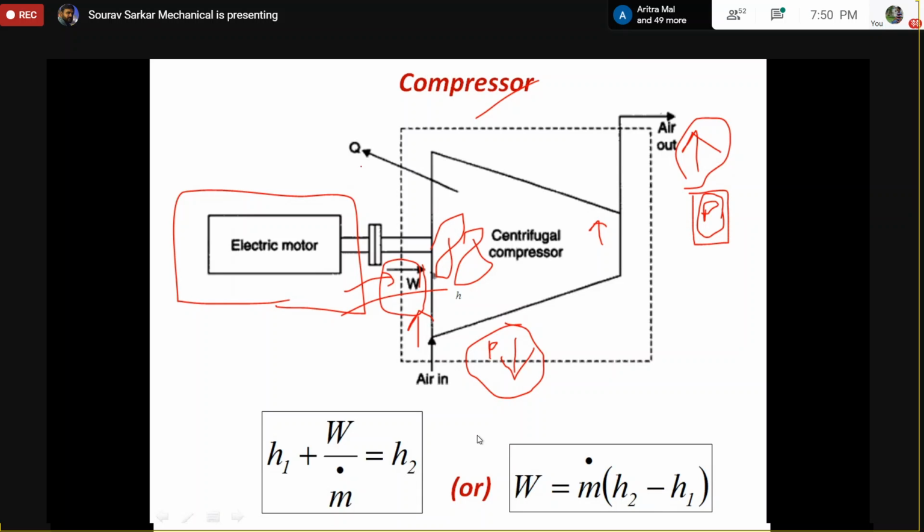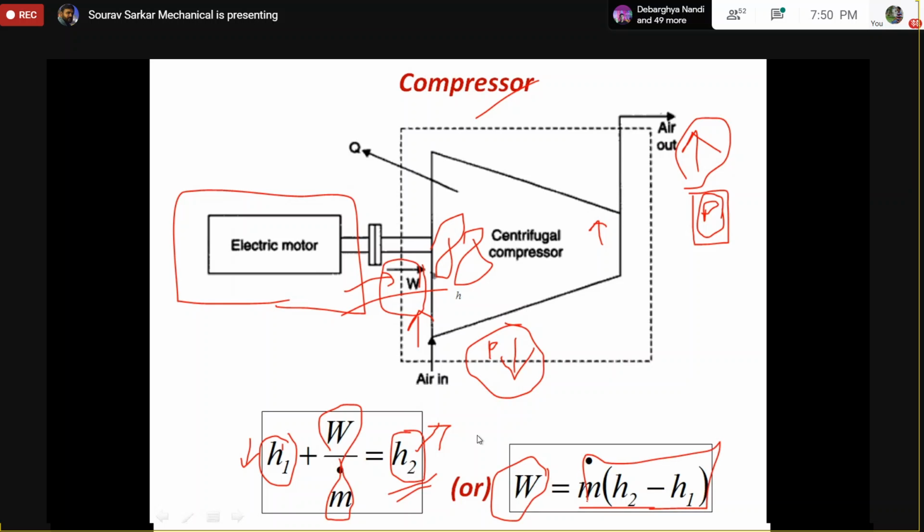So this is a power consuming or power absorbing device. What is happening is that the leaving stream, H2, has a higher energy and the incoming stream has lower energy, and you are adding some work. That's why the incoming stream energy is getting increased. So finally, the work input can be written as m dot (h2 minus h1).